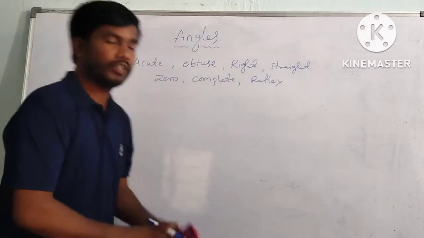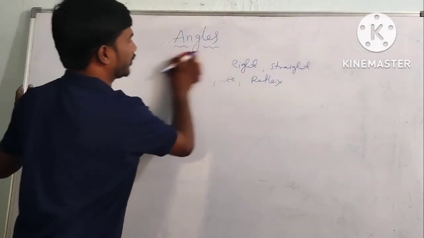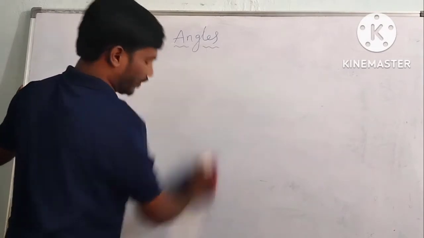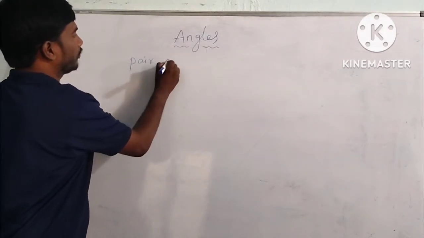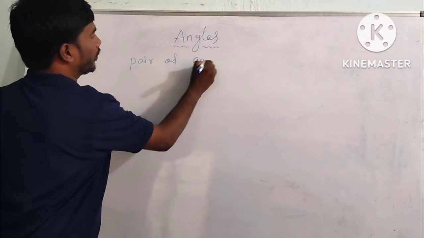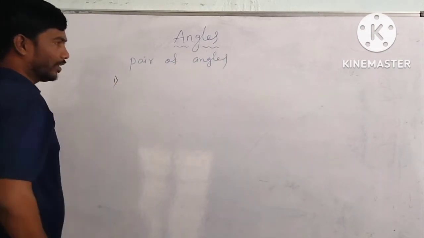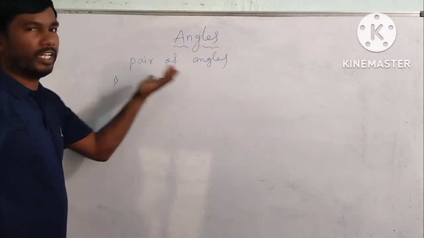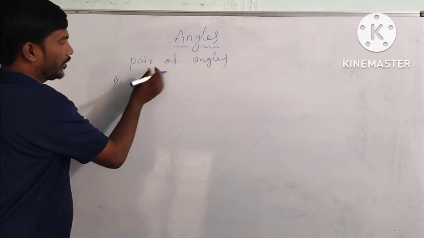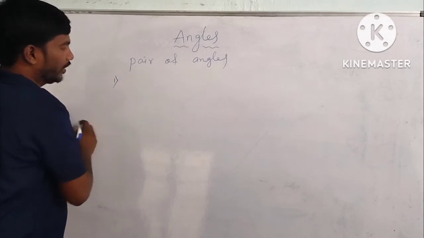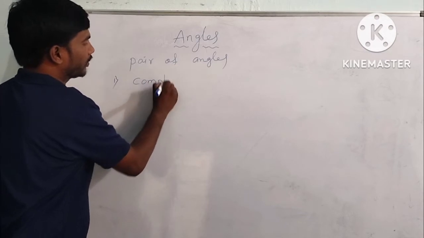Now we are going to discuss pair of angles. What is meant by pair of angles? Before, they were all individual angles, but here two angles are going to be involved in a pair of angles. First one, the important one, complementary angles.